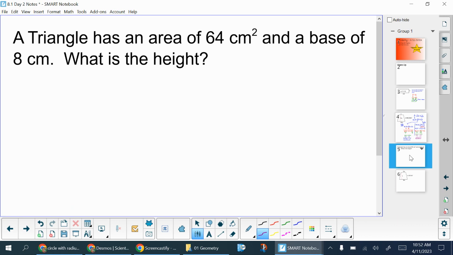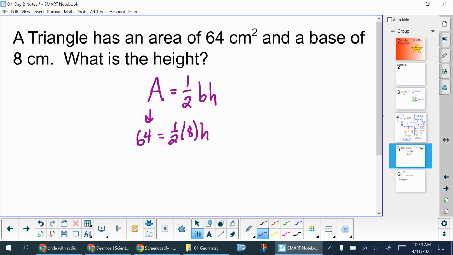Okay, a couple more examples here. I'm not going to go through quite as much. We have an example like this. This is just words, no picture. A triangle has an area of 64 centimeters squared or square centimeters and a base of 8. What is the height? So here, there's really no reason we have to draw this out. I'm going to start with just writing down my area formula and plugging in my numbers. So 64 equals 1/2 times 8 times h for the height.